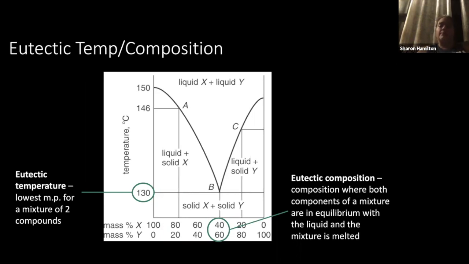You will be asked to make a similar plot for two known compounds that we will be giving you in lab, and you will have to identify the eutectic temperature as well as the eutectic composition for those two compounds. Keep in mind, eutectic composition is not consistent. It varies upon what these two solids are. So it could be 50-50. It could be 60-40. It just varies depending upon what mixture you're dealing with.